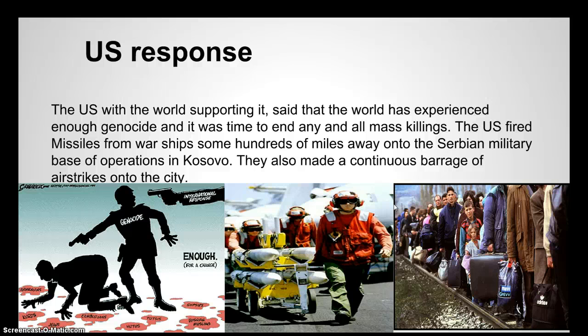So what they did is, the U.S. fired missiles from warships, some hundreds of miles away. So they were firing these from Finland, Italy, anywhere they had navy ships, and they were firing it on the Serbian military base of operation in Kosovo while they were committing the genocide. They also made a continuous barrage of airstrikes onto the city.